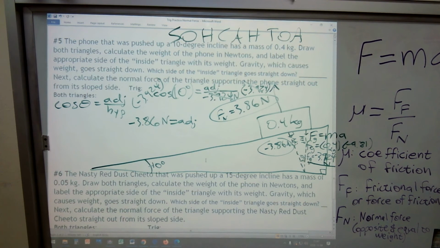I thought drawing my triangle over there would make it a little neater, but not so. It's hard to draw on these inside triangles. I recommend making it bigger here. So please start this one. It's called trig and normal force.